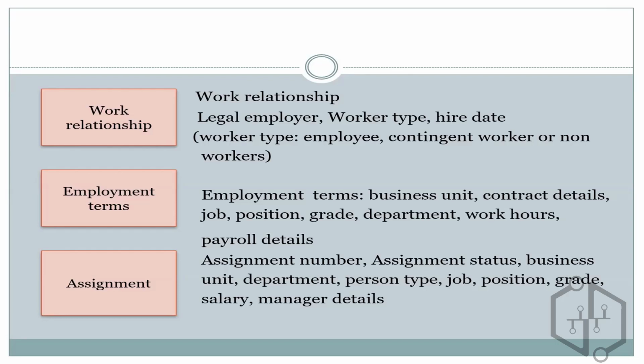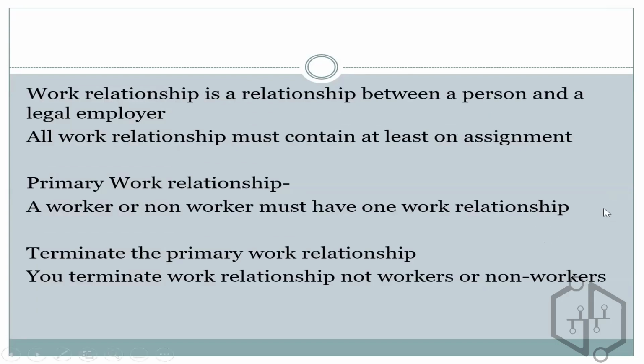And work relationship is called legal employer, worker type, hire data, employee, contingent worker, non-workers. So all these things can create a worker or a non-worker, and that is called work relationship. Okay, work relationship is a relationship between a person and the legal employer. Between the person and the legal employer. All work relationships must contain at least 1 assignment.